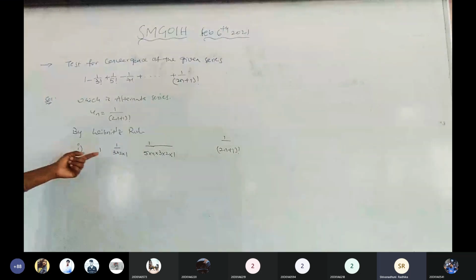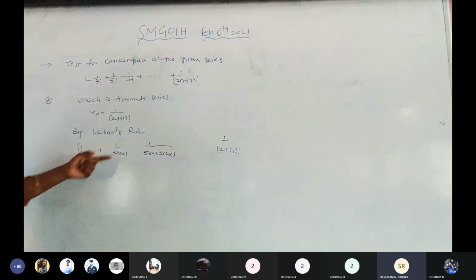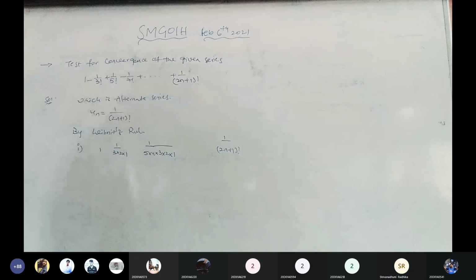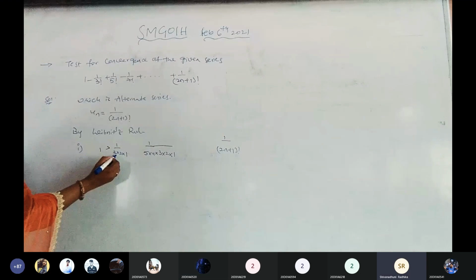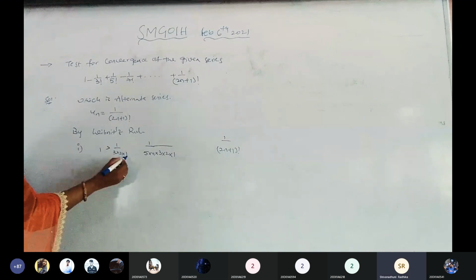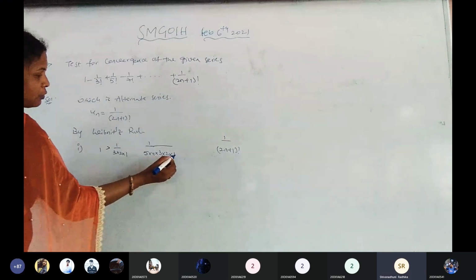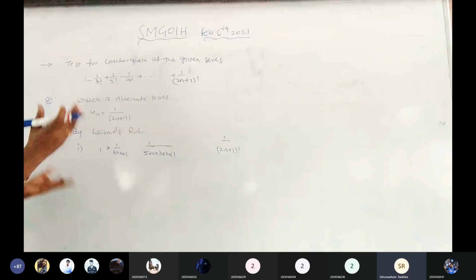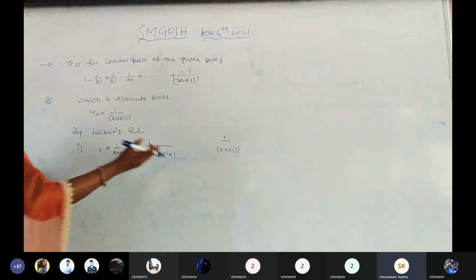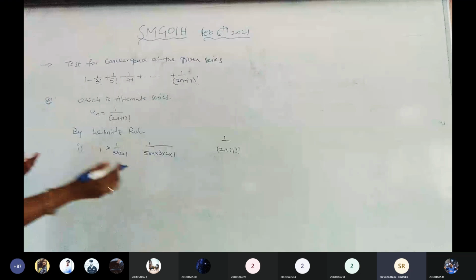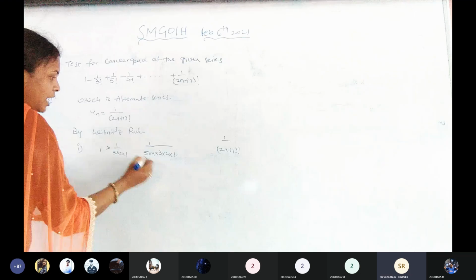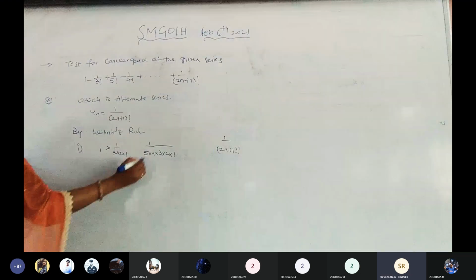Now see here, is 1 a big value or 1 by 6 a big value? Which is a big value? 1, ma'am. 1 is the big value, ma'am. The denominator 3 into 2 into 1, and then 5 into 4, is increasing. The denominator value is increasing, so the total fraction will be decreasing. Is it clear? Now compare these two.